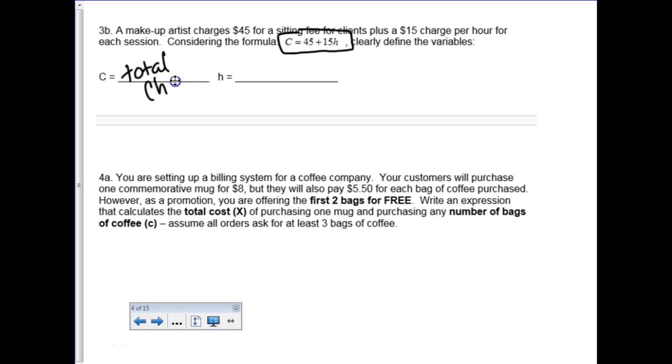Ugh, this is not a good day for my pen, apparently. Whoops. Charge. That's not supposed to be there.